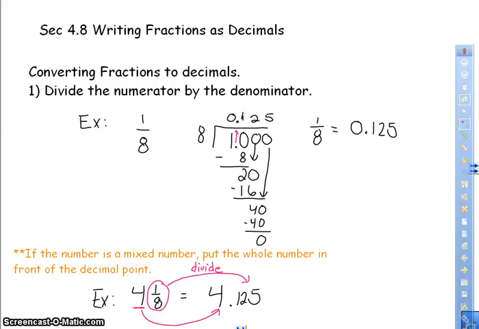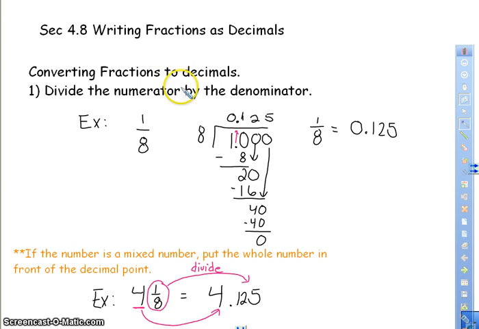Welcome to section 4.8, writing fractions as decimals. You'll notice that converting fractions to decimals is as simple as dividing. So once again, those of you that struggle with division, it has a lot to do with your multiplication tables. Just make sure you're getting that multiplication chart out in order to understand why we're dividing what we're dividing.